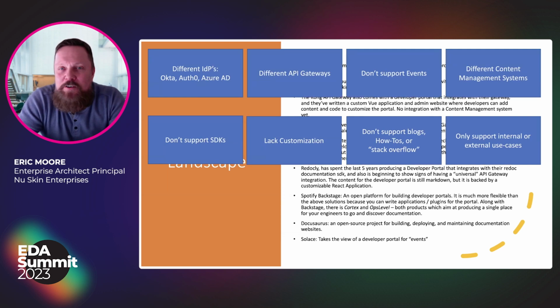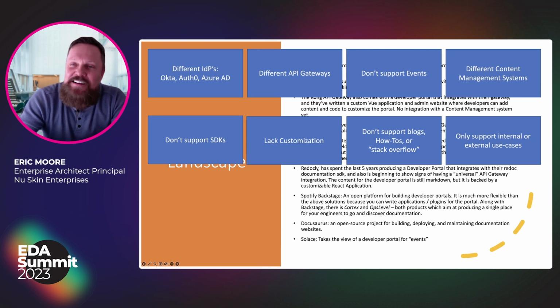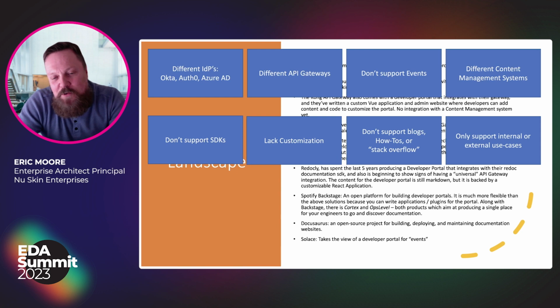And I think most companies are in this boat. We have different IDPs. We use Okta and Azure AD. We have actually today 3 different API gateways, and we're going down to 2, just Kong and AWS Gateway. None of these portals support event discovery, I would say except for the Solace developer portal. But then I will say the Solace developer portal doesn't support discovery of APIs and SDKs and UX components, which is something else that we wanted out of this.